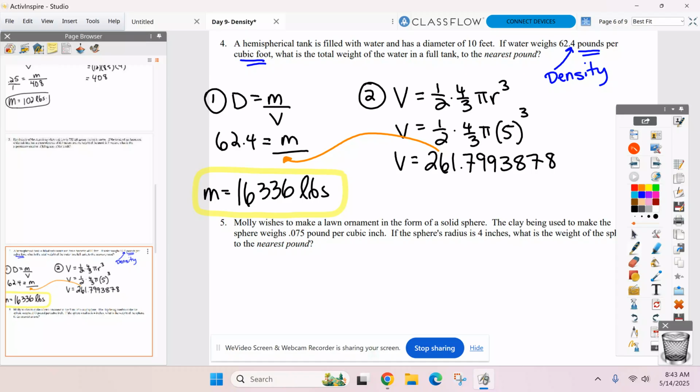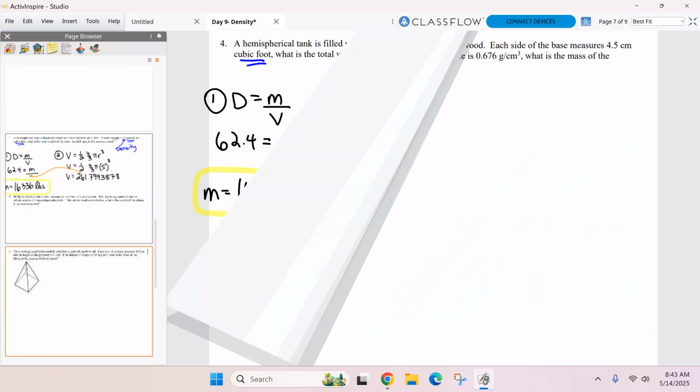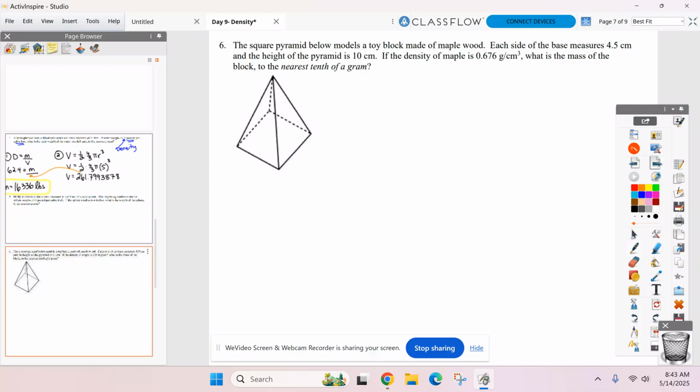Questions before we do one more together, and then you're on your own. Or if you want to work with other people, that's fine. Last one, we're going to go 6. Let's go 6. I just wanted to get to another type of polyhedron we haven't talked about today. How much does this block weigh?